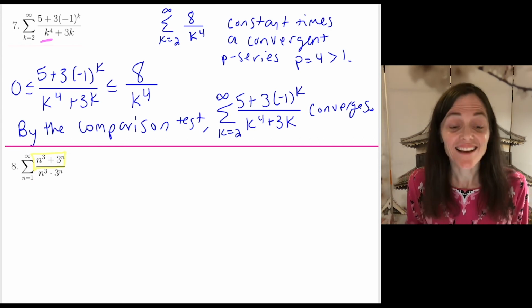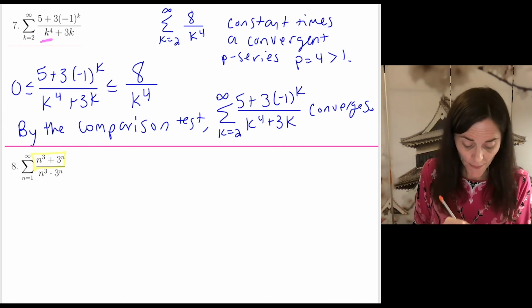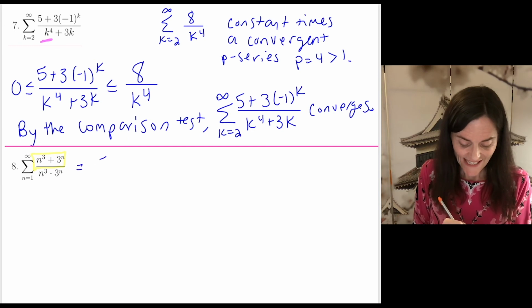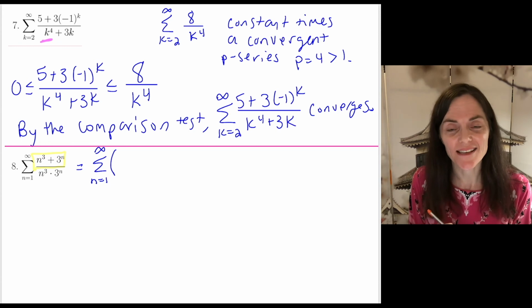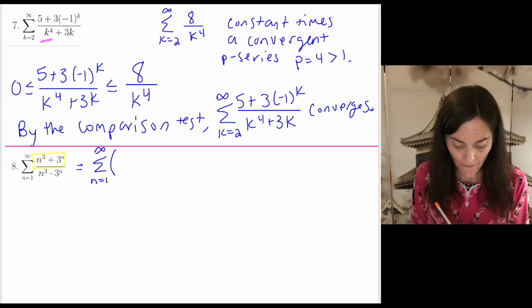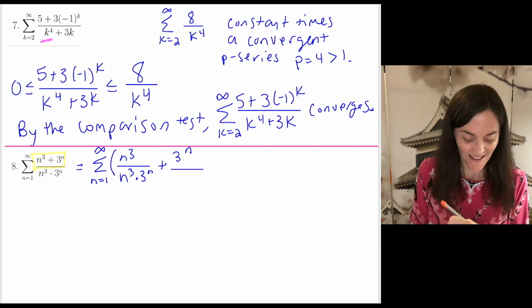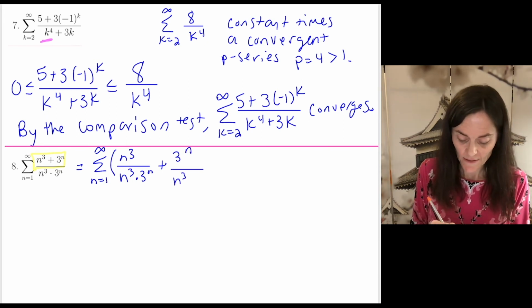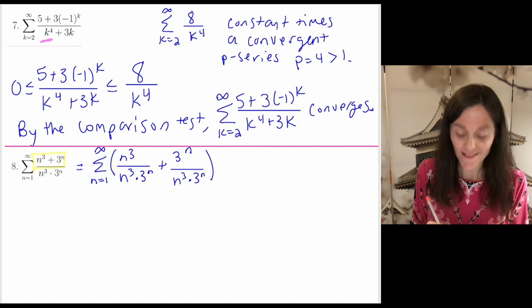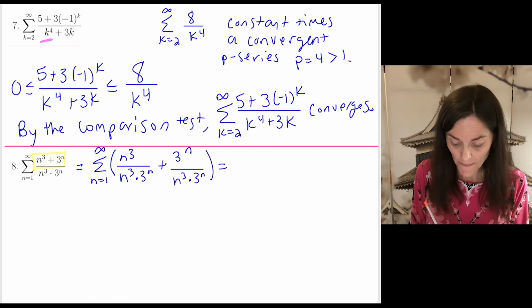Number 8, well, as I mentioned, I personally see a sum of two terms. I will do this in 2 steps in my actual work. First, we have n cubed over n cubed times 3 to the n. And then we have 3 to the n over n cubed times 3 to the n. And both of these simplify. This is a sum.